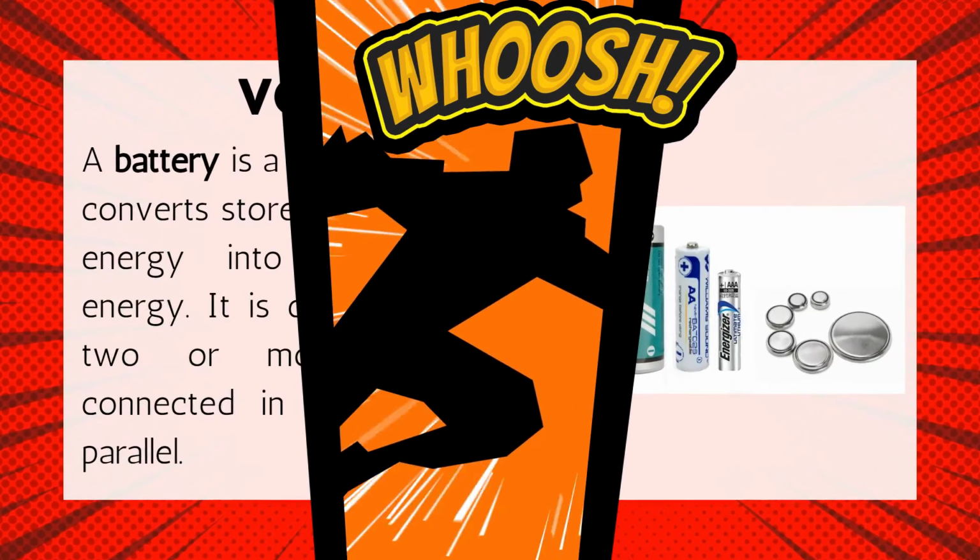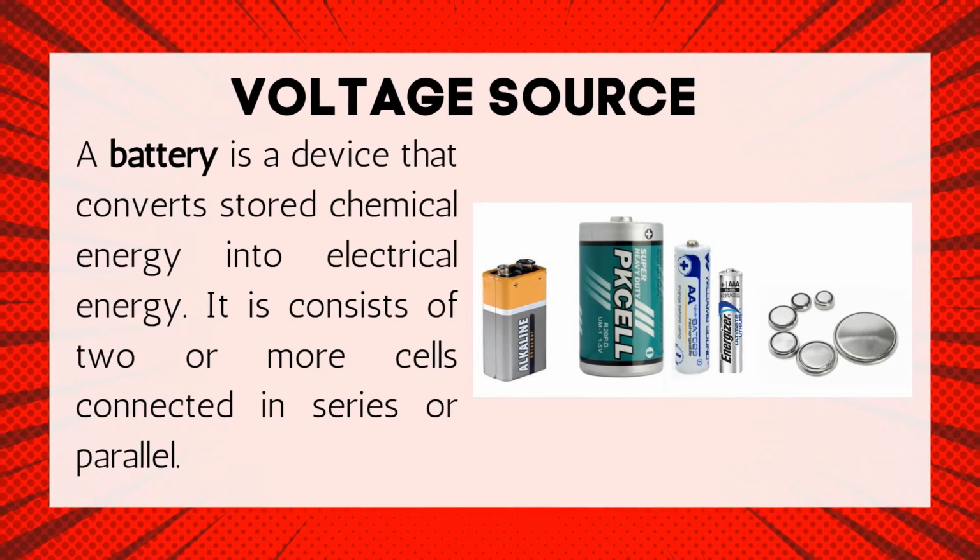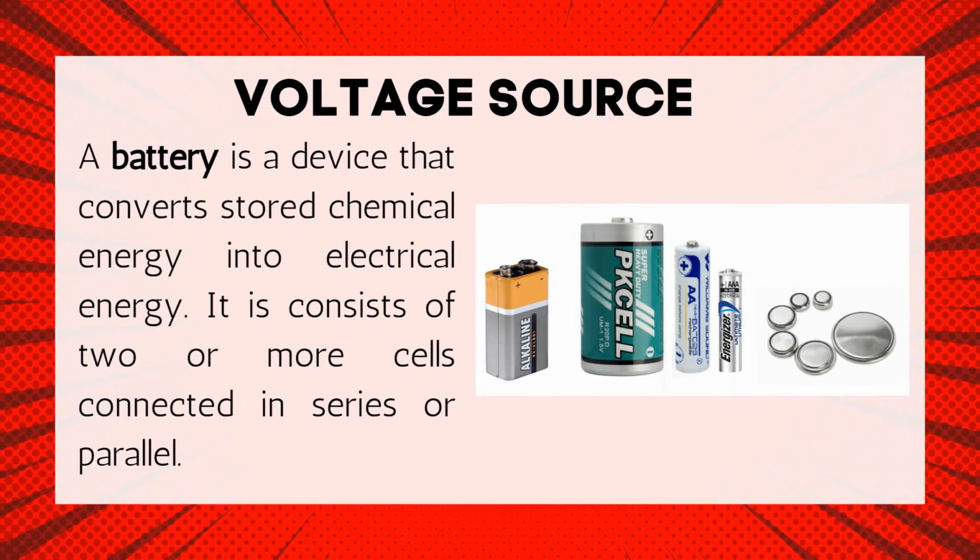Voltage source. One example of this is a battery. A battery is a device that converts a stored chemical energy into an electrical energy. It consists of 2 or more cells connected in a series or in a parallel. A cell contains a positive terminal, which is called cathode, and a negative terminal called anode.